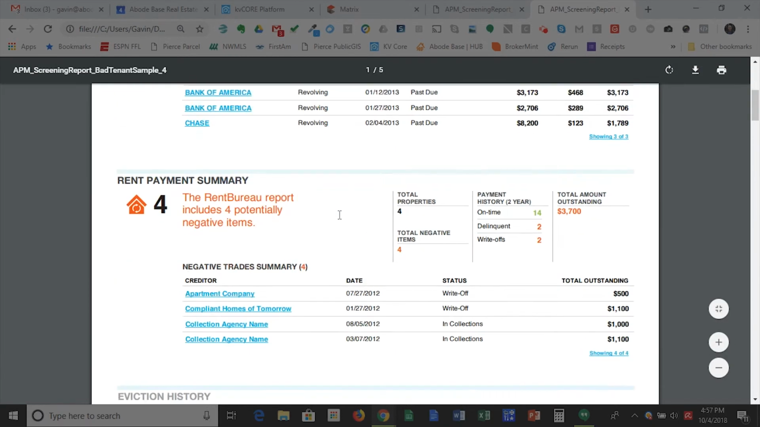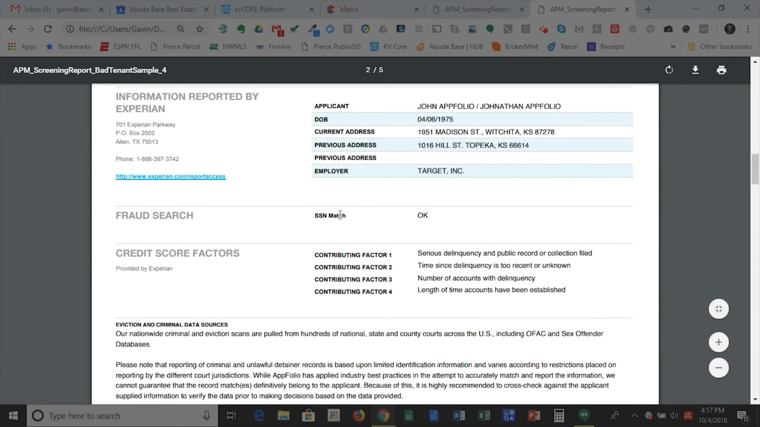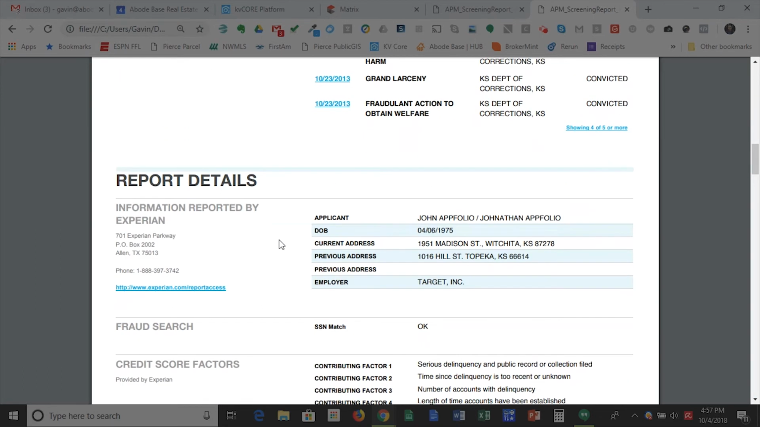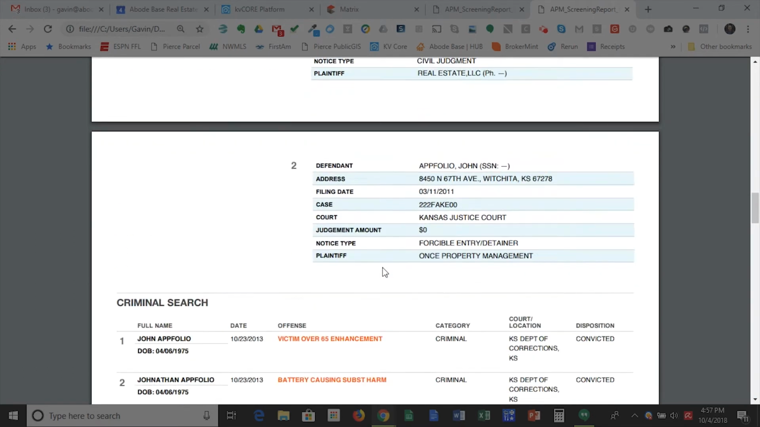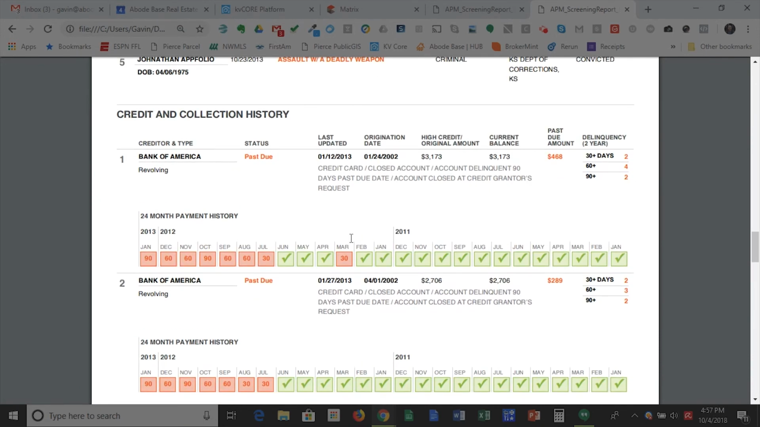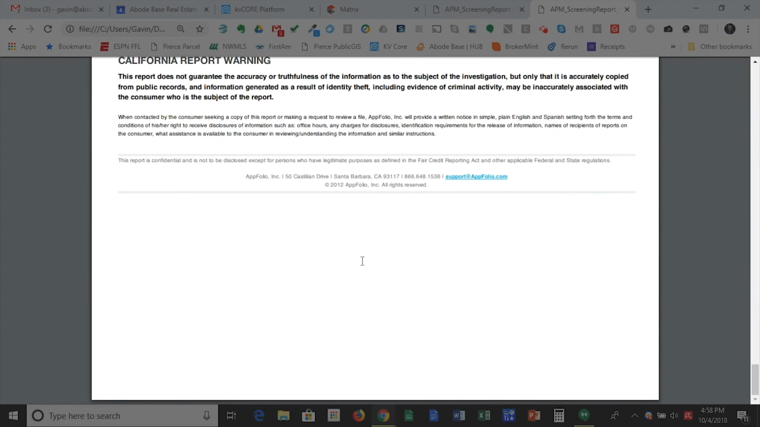So the information above here is the summaries. Below that, then, it starts going into all of the details of the specific information that was reported. So it gives us more information. And I'm not going to go into all that information with you. I mean, you can get as detailed as seeing what months they actually made good or bad payment on each of their trade lines, etc.